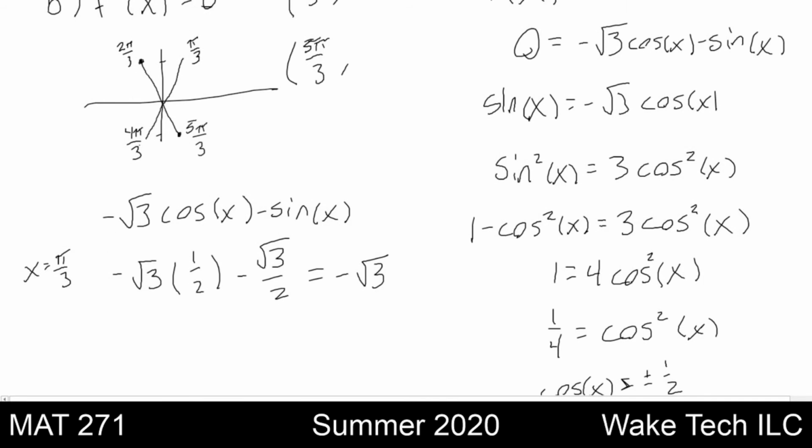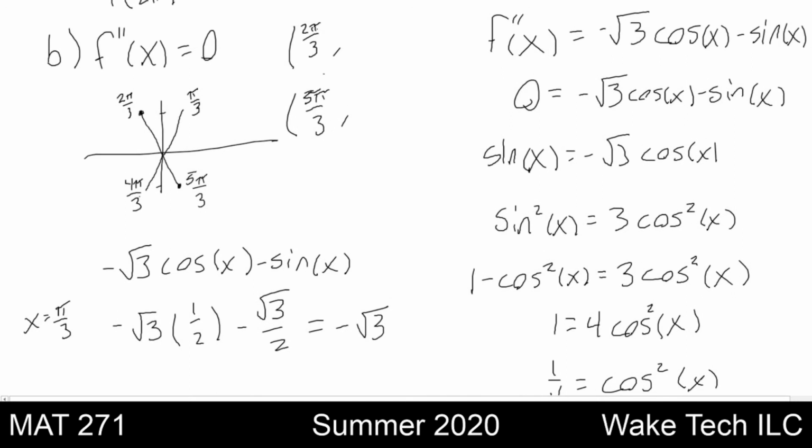So if we found that the second derivative, what happens when we plug in 2 pi over 3 into our second derivative, we get 0. If our second derivative is just the opposite of our starting function, then the original function is also equal to 0.